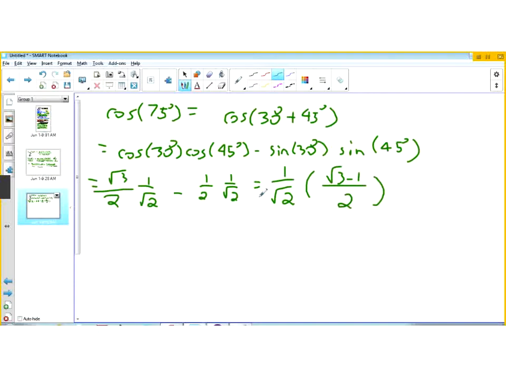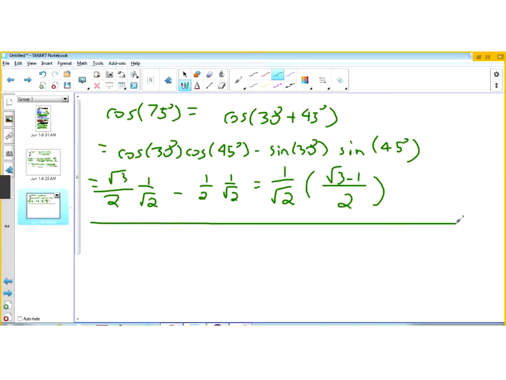Okay, so now WebAssign will ask you to do this problem, and you'll have to leave your solution in radical form. So don't try to use a calculator for these types of problems. You'll need to express it in radical form.